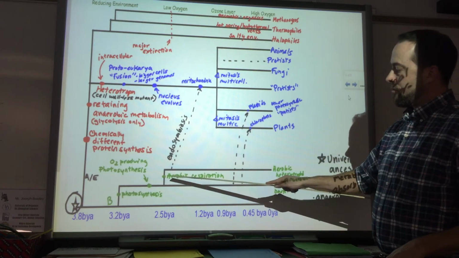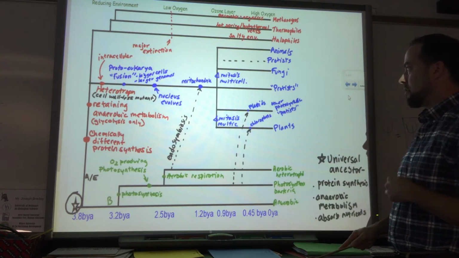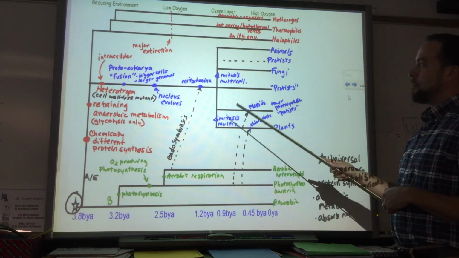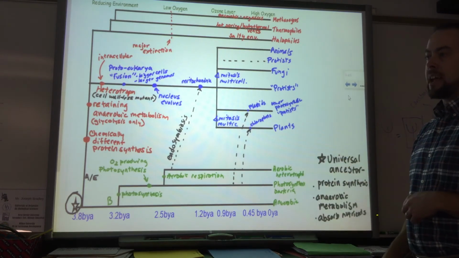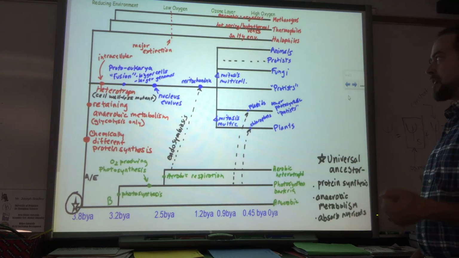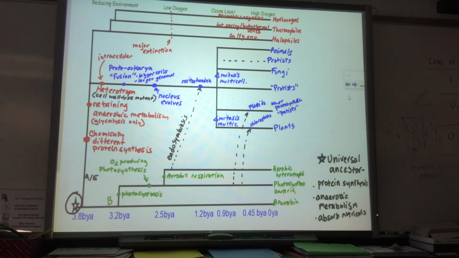But in that group, endosymbiosis occurred with the aerobically respiring bacteria. And we have a lot of data to support that it occurred. Mitochondria have their own DNA, and it's of the bacterial type. They have their own ribosomes, which are of the bacterial type. So all the common bacteria look like that.